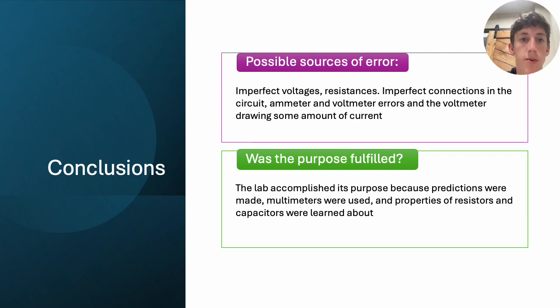Possible sources of error were imperfect voltages, resistance in the current circuit, imperfect connections and other human errors, and the multimeter measuring errors and voltmeter drawing some amount of current. The purpose was fulfilled as we were able to make predictions, test the predictions with the multimeters, and learn about the properties in the circuit.